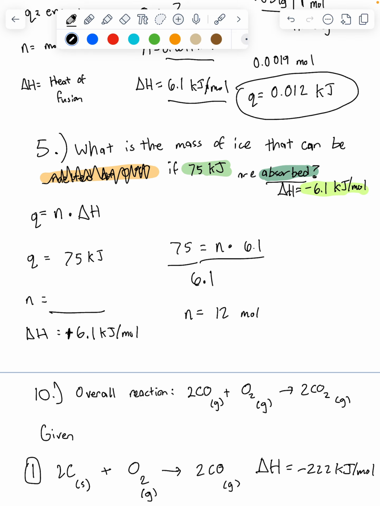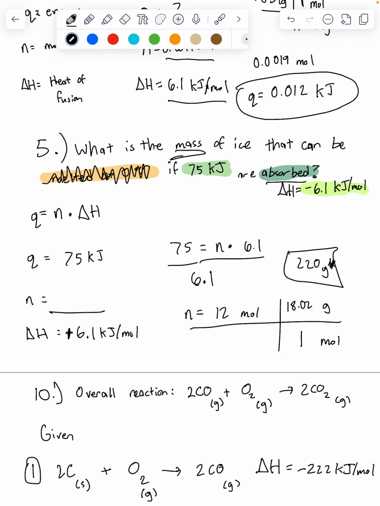But we've got to convert this now to find the mass, to find grams. So we're going to put moles on the bottom, grams up top. We're talking about ice, which is water. Water, if you look on the periodic table, has a molar mass of 18.02 per 1 mole. So we take 12 times 18.02, and that gives us 216, but we need to do 2 sig figs, so 220 grams of water there.